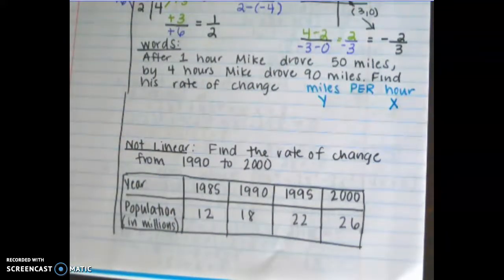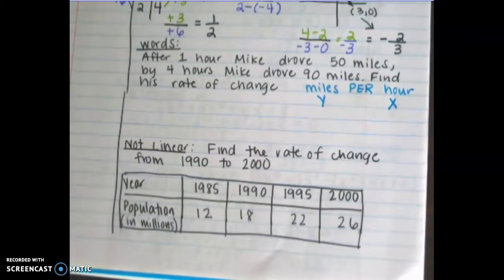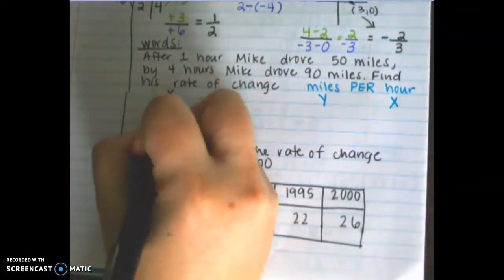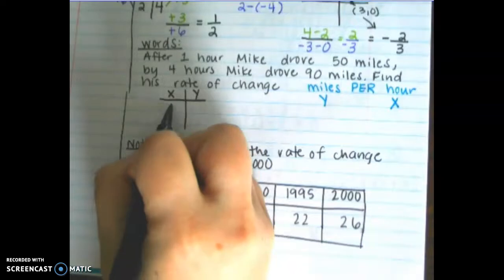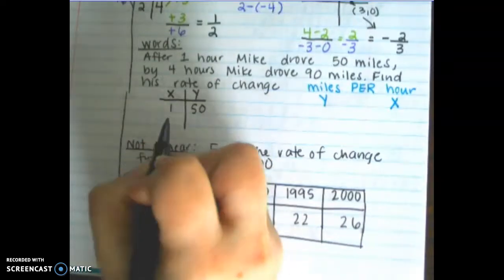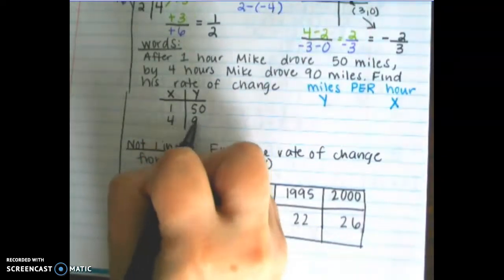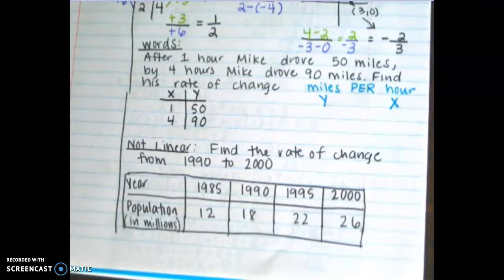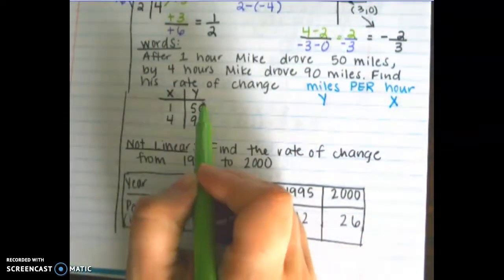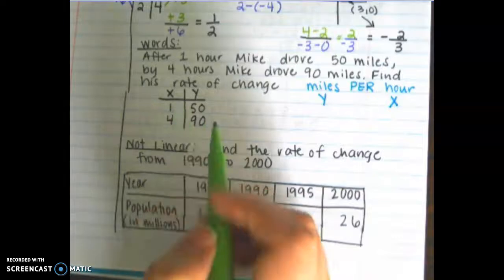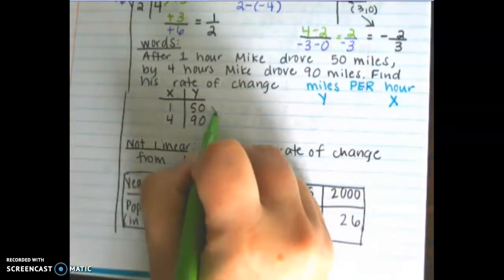because Y comes first, it goes on top, and that's the way we do rate of change, and that's the way we do slope: it's the difference in the Y's on top, and then the difference in the X's on bottom. So you could turn this into a table now that we know which pieces are X's and which pieces are Y's. So 1 hour, 50 miles, 4 hours, 90 miles. Or you could do 90 minus 50 over 4 minus 1.